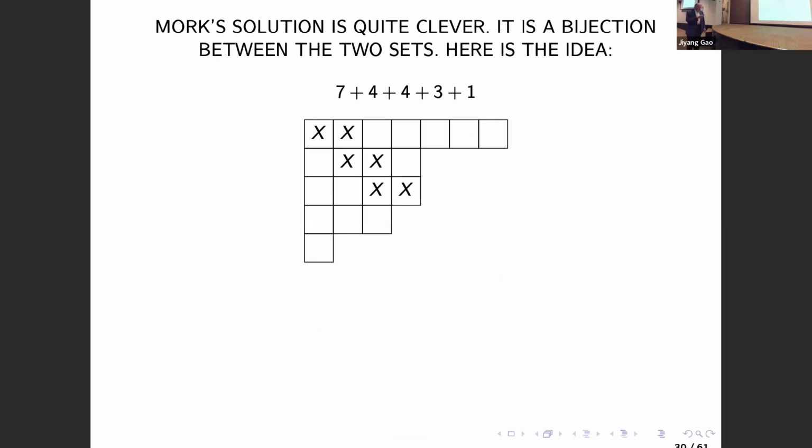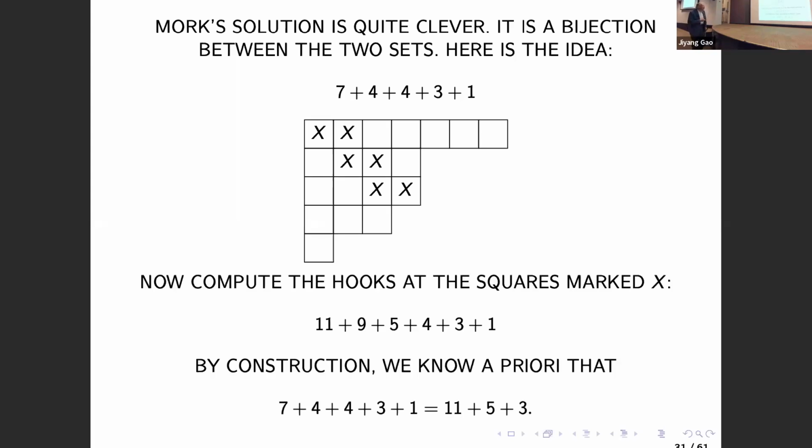He takes the Ferrers graph related to the partitions. The idea is 7, 4, 4, 3, 1. Here's the Ferrers graph, 7, 4, 4, 3, 1. And he marks the nodes on the main diagonal and the diagonal above the main diagonal, and then he computes the hooks at the squares marked x, and so you can see that there are 11 squares in this hook and 9 squares in this, and so on.